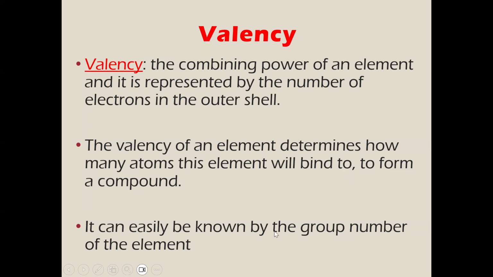It can easily be known by the group number of the element. So the group number informs us of the valency. Group 1, the valency is 1. Group 2, the valency is 2. Why? Because the number of the group is the same as the number of electrons in the outer shell.